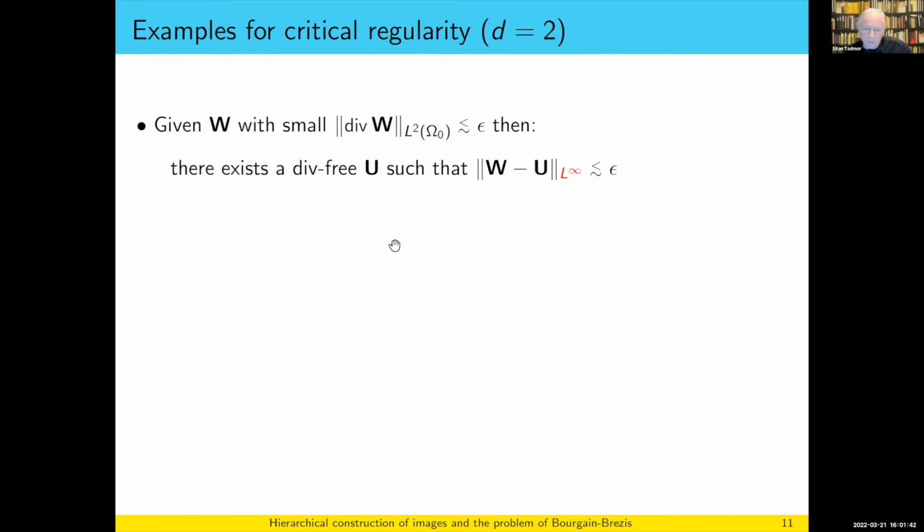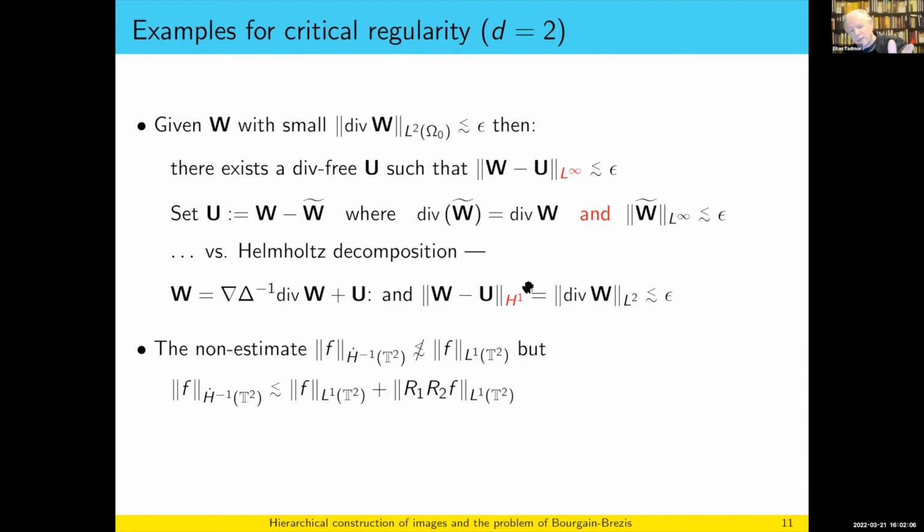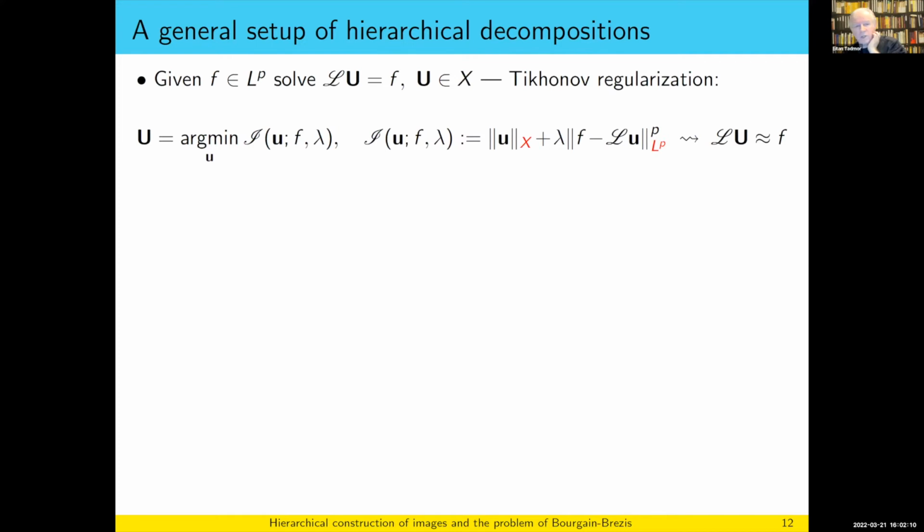Let's assume that you have a vector field W whose divergence is small in L2, less than epsilon. It follows that there is a divergence-free field which is close to W, but it's close in L infinity, not in H1. The usual approach is in H1; the claim here replaces the H1 by L infinity. So this is the proof. There are many other implications, and many other borderline estimates that I will skip due to time.